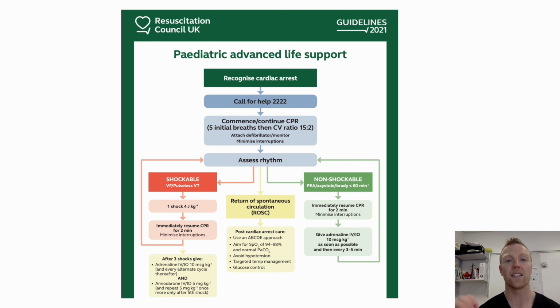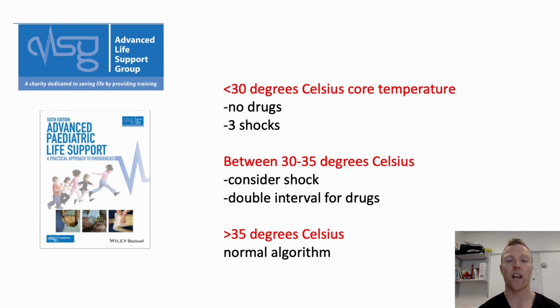If the patient is normothermic, as in over 35 degrees, you follow the normal paediatric advanced life support algorithm. If they're hypothermic, as in less than 35 degrees, there are some variations. And this can often throw people off, as it can be difficult to remember. So either simulate this regularly or have access to this information in your resuscitation room in order to cognitively offload those changes to somewhere else.